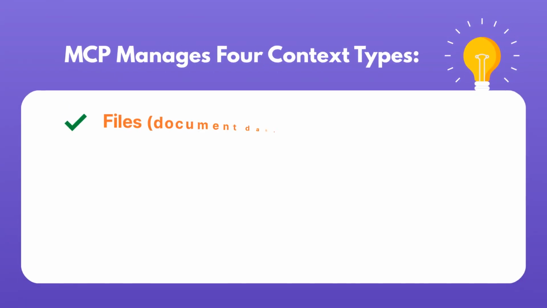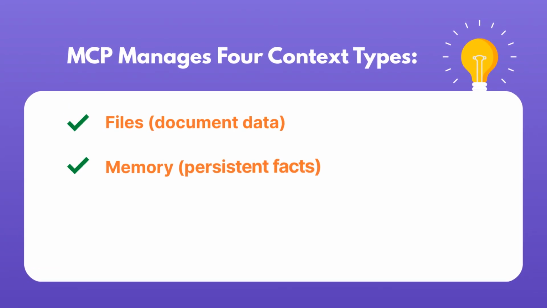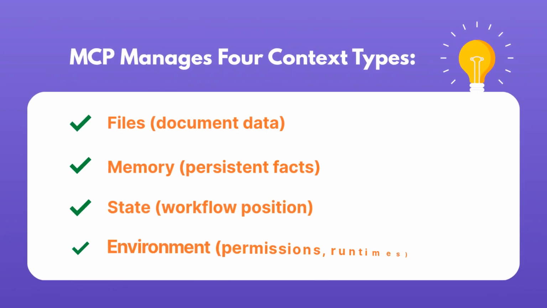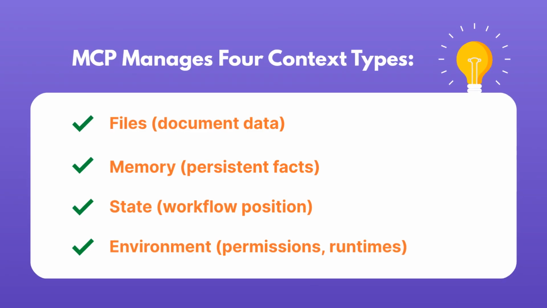MCP commonly manages 4 context types: files, which is document data; memory, persistent facts; state, workflow position; and environment, permissions and runtime. We'll walk through each with examples.